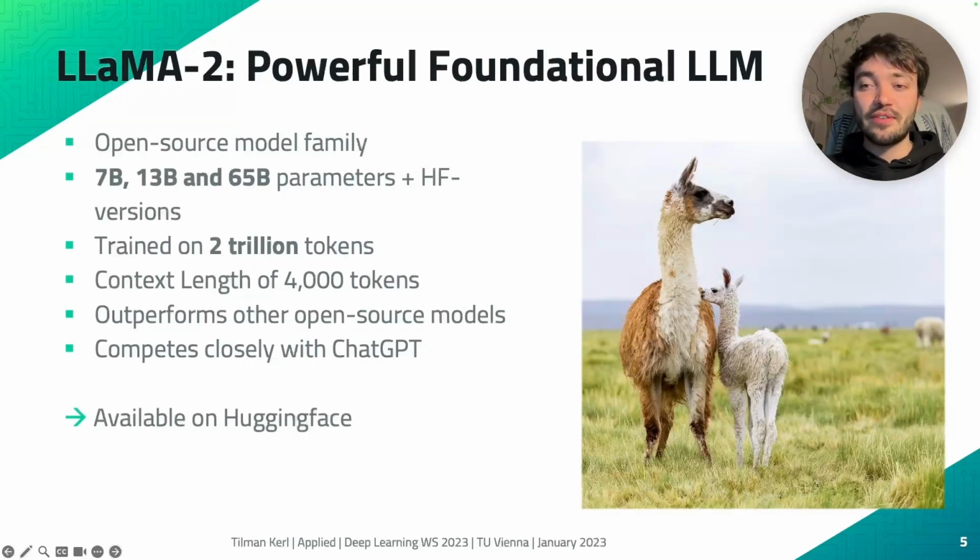The chatbot uses the 7 billion parameter model from the Llama family. The family itself consists of various pre-trained and fine-tuned LLMs, for example the LLM base, and also a fine-tuned version which is already trained on chat data. It goes up to 65 billion parameter models. It was trained on 2 trillion tokens with a context length of 4,000 tokens and outperforms any other open source model. It can even compete closely with ChatGPT and is available freely on Hugging Face.